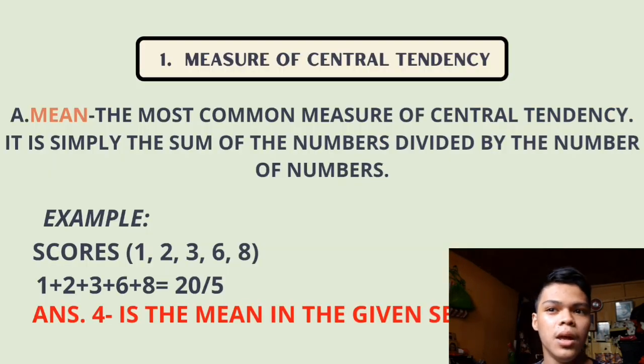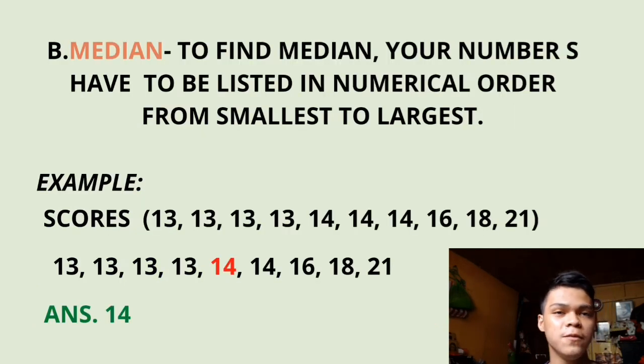What is mean? The mean of a data set is the sum of all values divided by the total number of values. An example is the numbers 1, 2, 3, 6, 8. To get the mean, add all the values, then divide by the number of values, which is 5. So add the values 1, 2, 3, 6, 8. The answer is 20. Then divide by 5. The answer is 4.